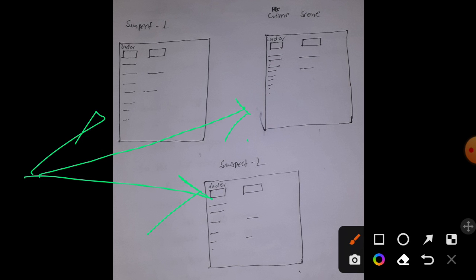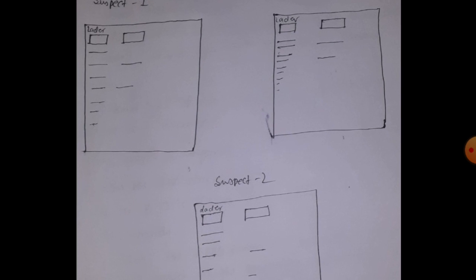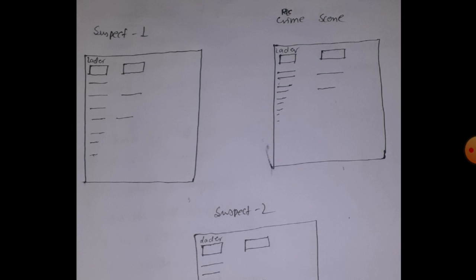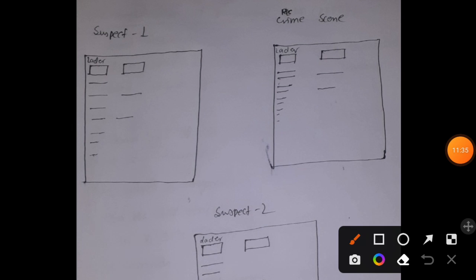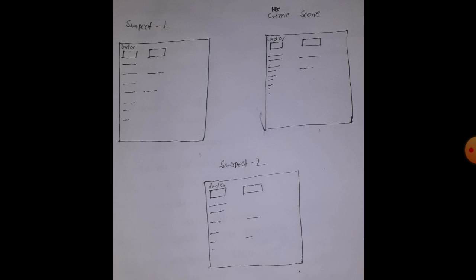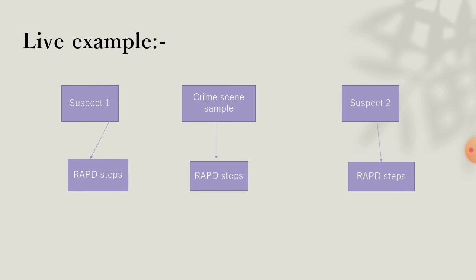So as you can see, you are getting similarity between suspect 1 and the crime scene. That means the suspect 1 may have been present at the scene at the time of the crime. So that is how the random amplified polymorphic DNA is used. That is how we are using random amplified polymorphic DNA for forensic sciences.